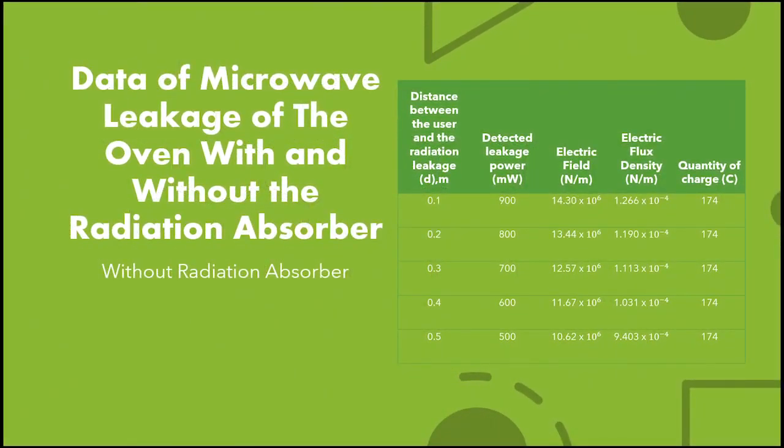This is the first data that we obtained after completing this assignment. This is the data of the microwave leakage of the oven with and without the radiation absorber. For this slide, it is the data without using radiation absorber on the microwave.